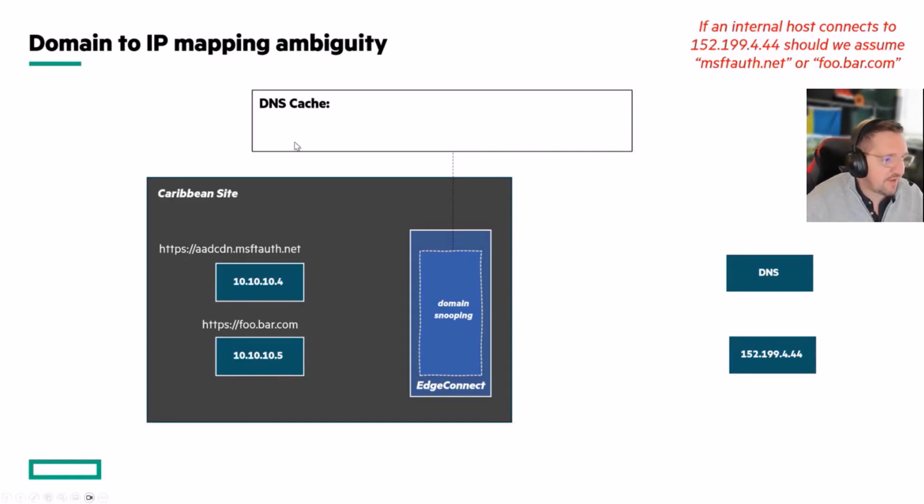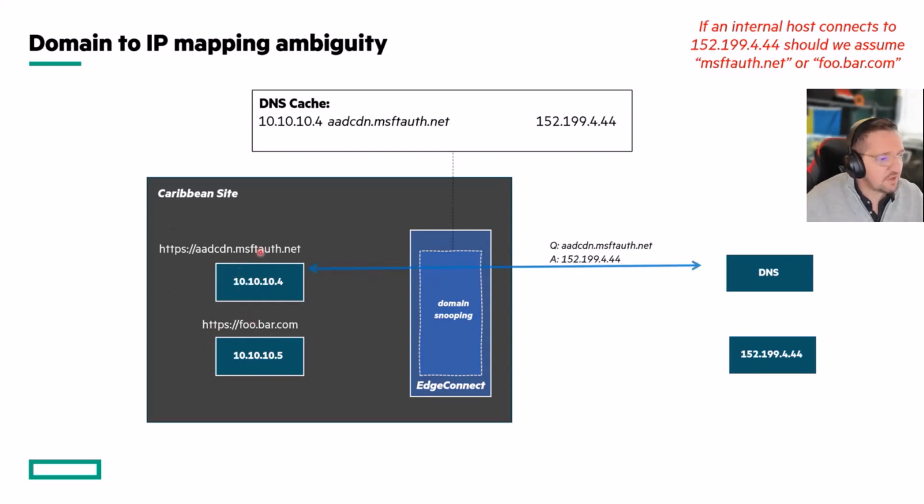So on the left here, we have a Caribbean site. This Caribbean site has 2 users. So here's user 1 and here's user 2. So when this user's Office applications want to connect to mstauth.net, it will first resolve the DNS name. So it will resolve the IP address for this domain here. Then it will connect to that domain.